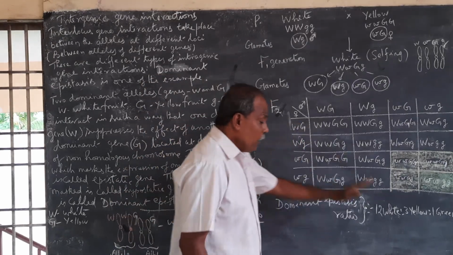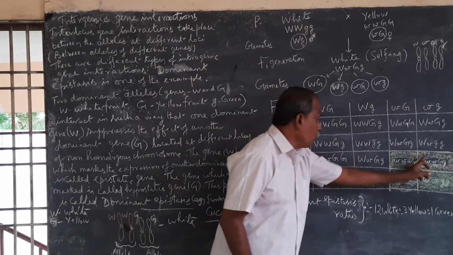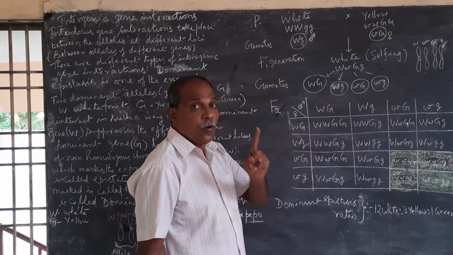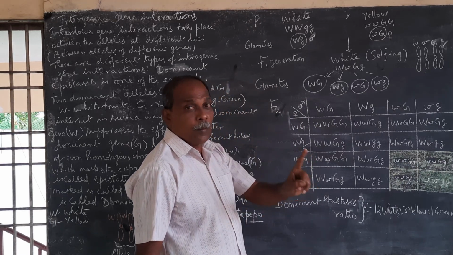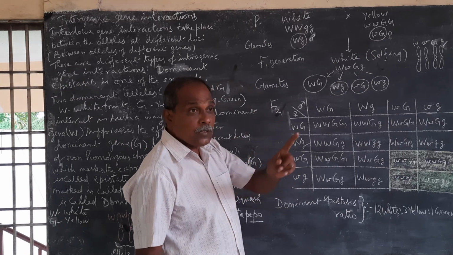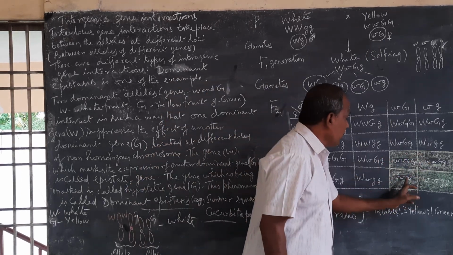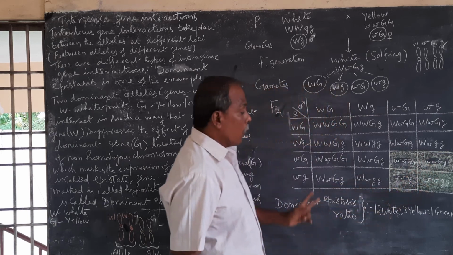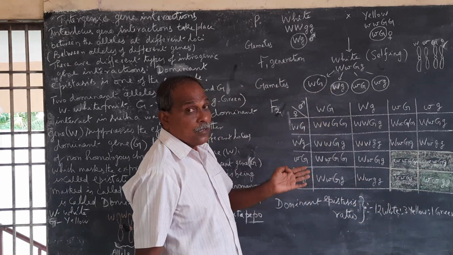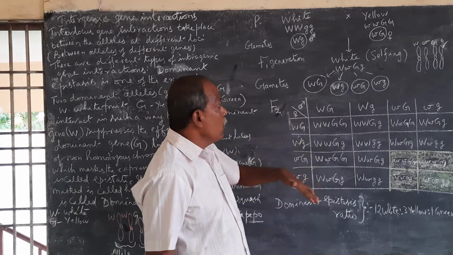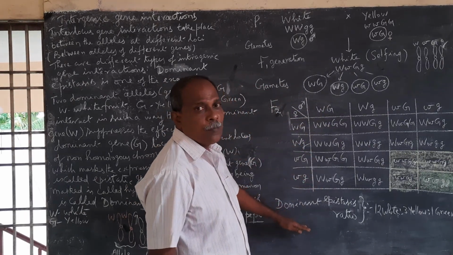Now yellow fruit appears, 1, 2, 3 yellow. Yellow fruit appears in the absence of dominant gene capital W, but in the presence of dominant gene capital G. Green color appears in the absence of both the dominant genes, capital W and capital G. So this is dominant epistasis.